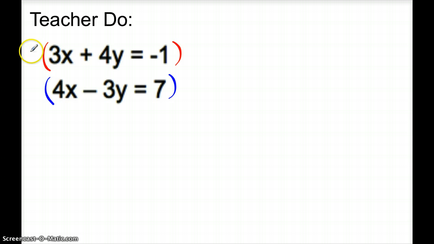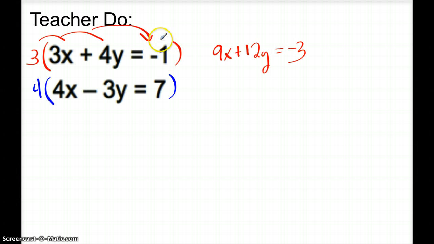I'm going to change this one and times it by 3. And I'm going to change this one and times this one by 4. So 3 times 3, 3 times 4, 3 times -1, multiply by everything: 9x plus 12y equals -3. Remember to multiply by the last term also. On the bottom we'll have 4 times 4, 4 times 3, and 4 times 7: 16x minus 12y equals 4 times 7 is 28.